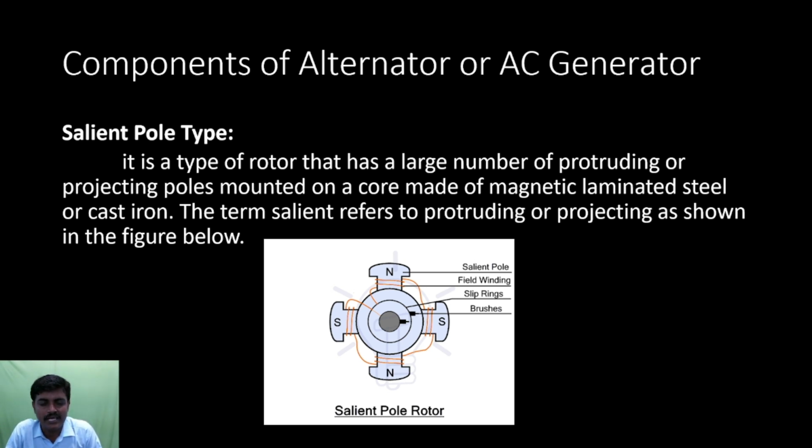The term salient refers to projecting, as shown in the figure. Around the circular shape we are projecting something; here we are projecting the poles. At the edge of the projection we are having the poles, north pole and south pole, as mentioned in the diagram itself. In the cylindrical surface we are having some projection, and at the end of the projection we are having the pole. That's why it's called the projected pole type or salient pole type alternator. That is the rotor.